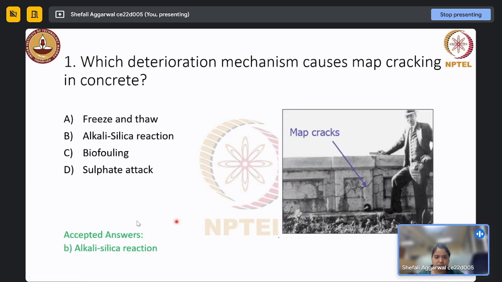Right. So this is the type of map cracking. It's like undefined boundaries are there in the concrete. So from the visual inspection, you can tell mainly the reason of the attack. Is this okay with everyone? I'll go to the next question then.